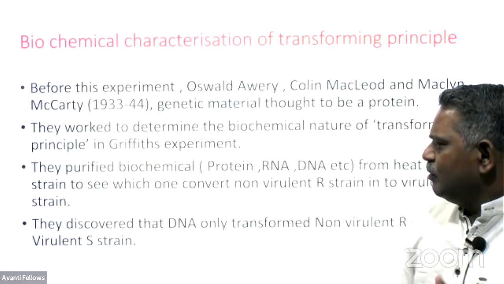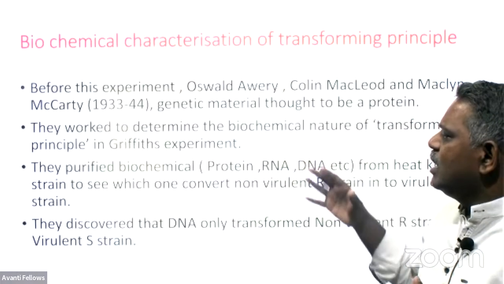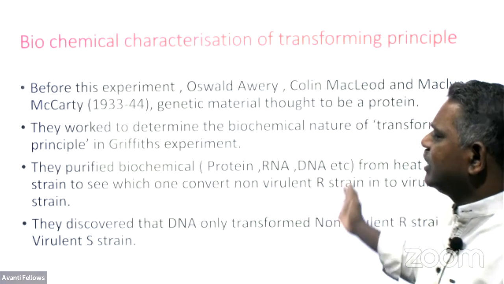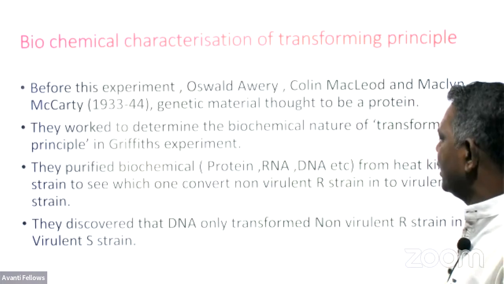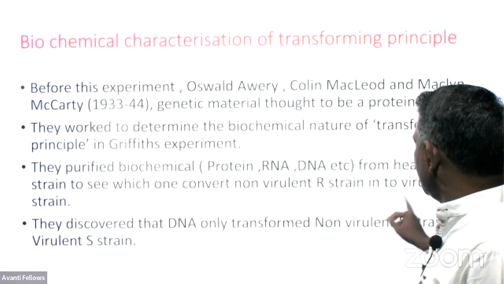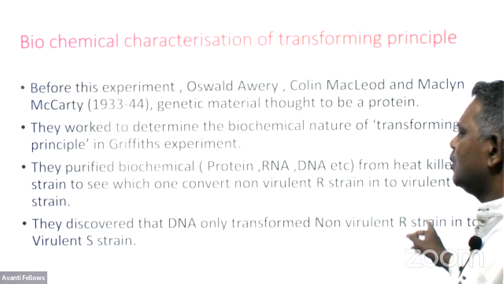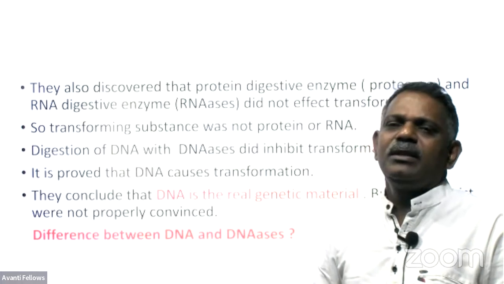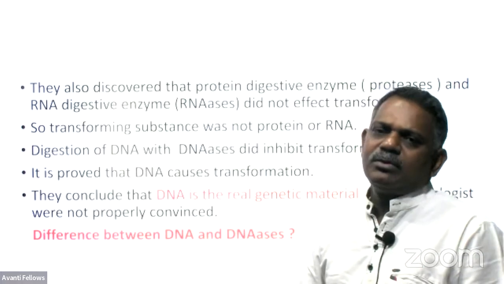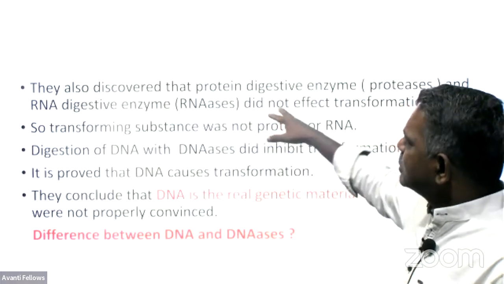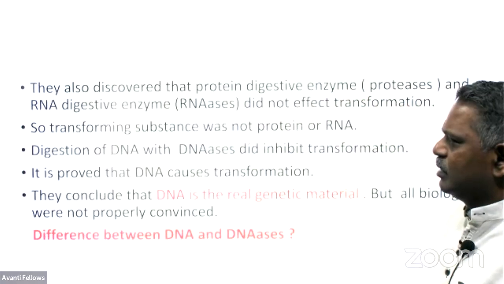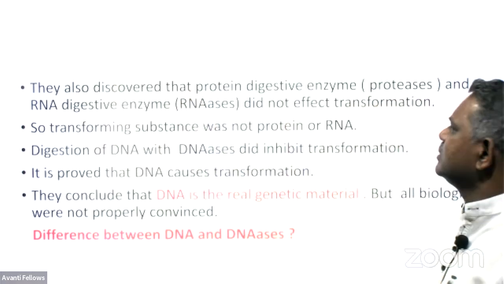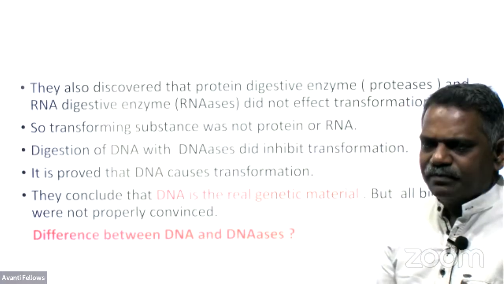They tested these three biochemicals purified from the heat-killed strain: protein, RNA, and DNA. Finally they found that DNA alone transforms the non-virulent R strain into the virulent S strain, which caused pneumonia in the mouse, and finally the mouse died. They also discovered that the protein-digesting enzyme protease and the RNA-digesting enzyme RNase did not affect the transformation.